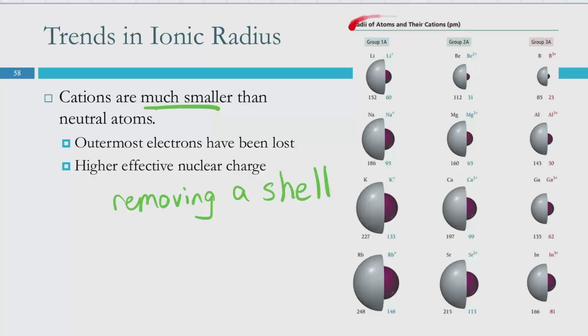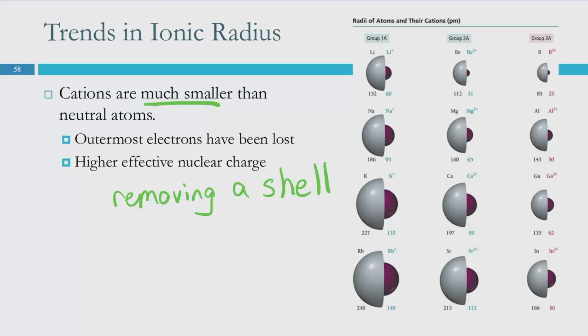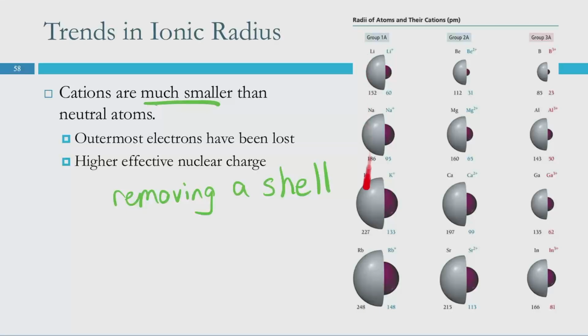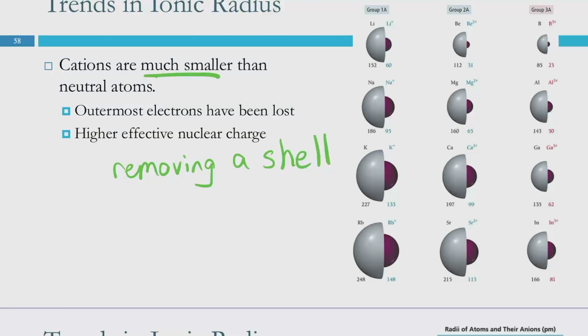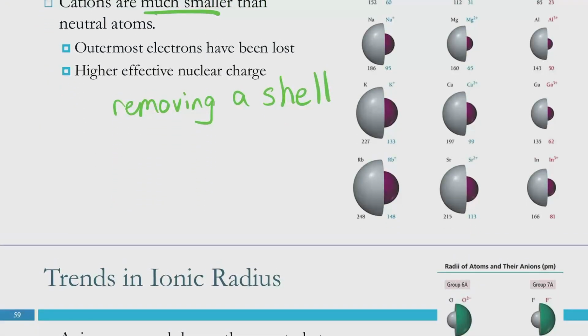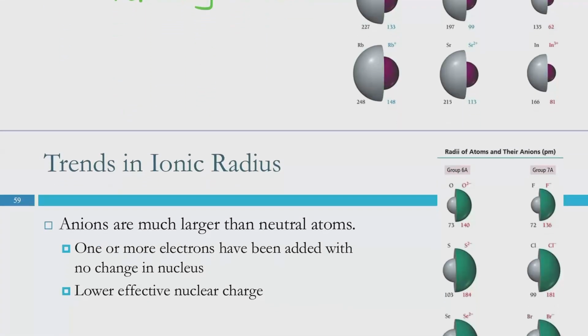So here we've got radii of atoms and their cations. So atoms is on the left, lithium plus is much smaller. So it goes from 152 to 60. Beryllium's even stronger. It goes from 112 to 31. So you can see the atoms on the left are all much bigger than the cations that are on the right. So cations get smaller.